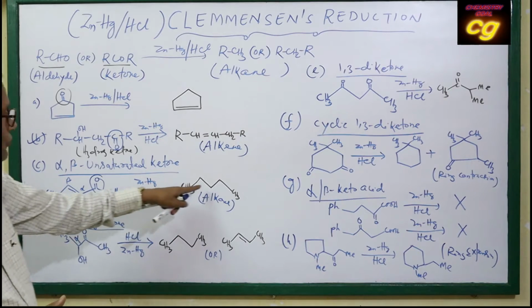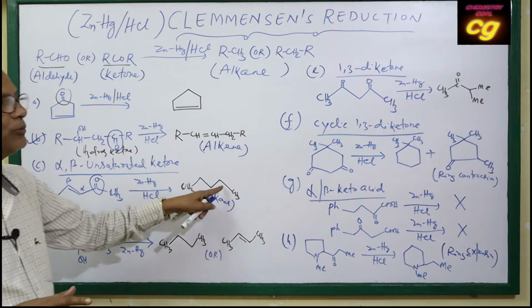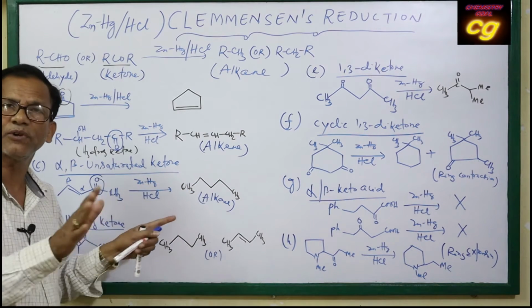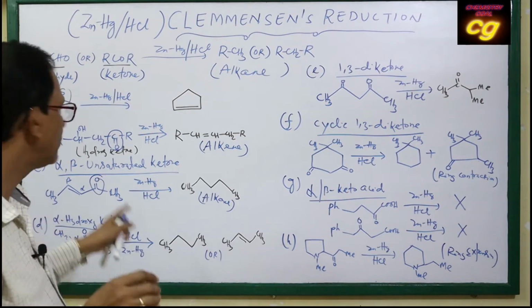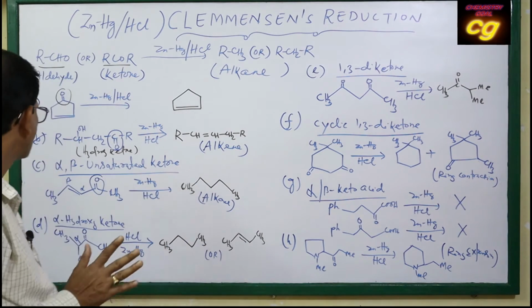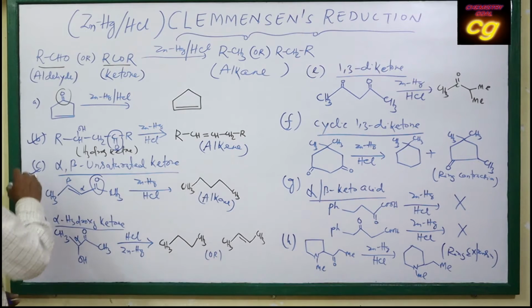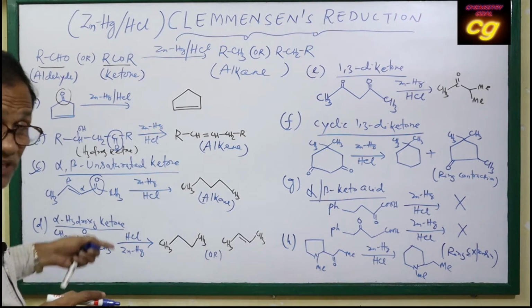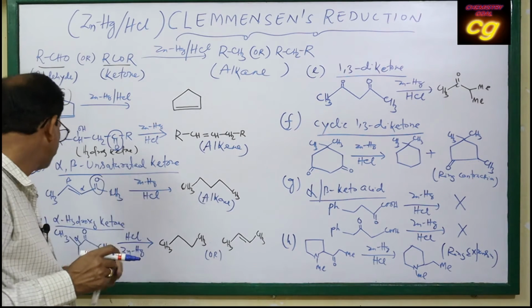The double bond is also converted to alkane, and the keto group is also converted to alkane. The number of carbon atoms remains the same; only the double bond converts to a single bond and the keto group converts to alkane. So this is also an important concept of alpha beta unsaturated ketone converting to alkane.